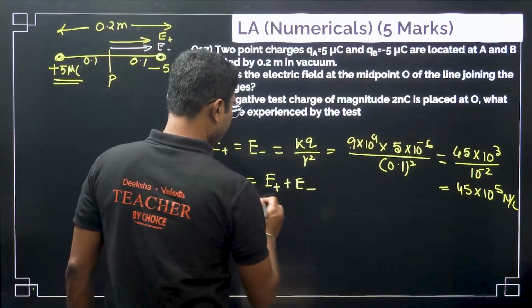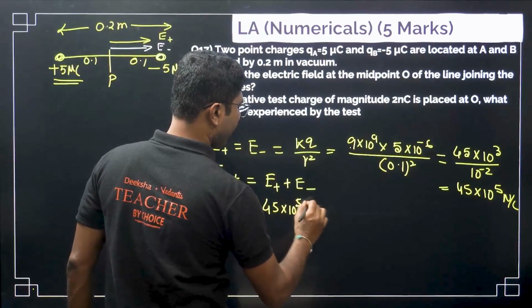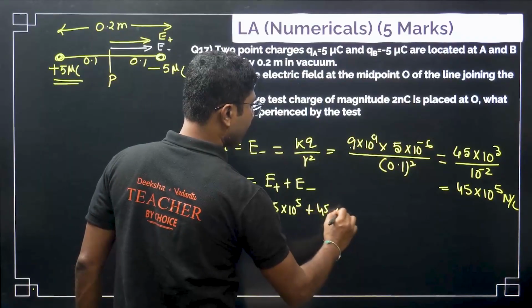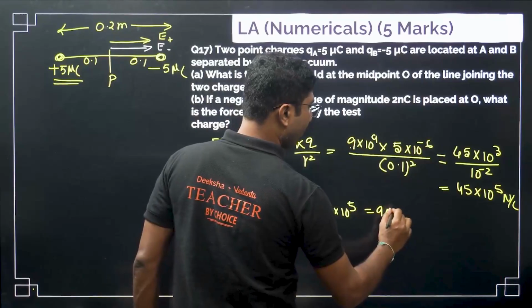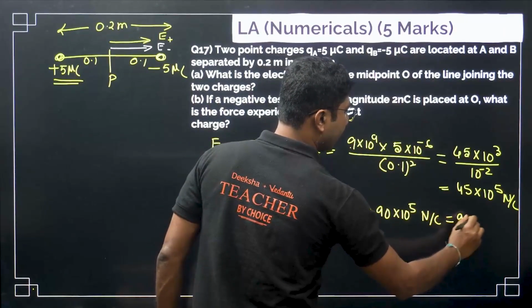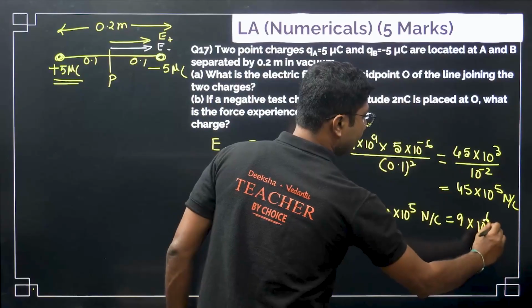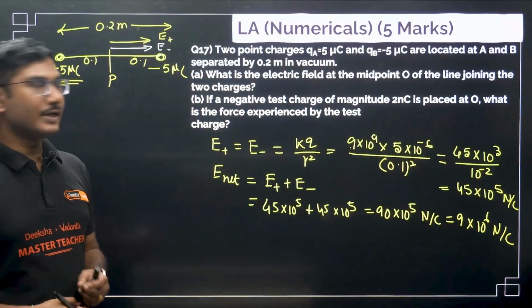Right, so it will be 45 into 10 to the power of 5 plus 45 into 10 to the power of 5, both are same, right? So it will be 90 into 10 to the power of 5 Newton per Coulomb, or you can write 9 into 10 to the power of 6 Newton per Coulomb. Okay, so this is the net electric field.